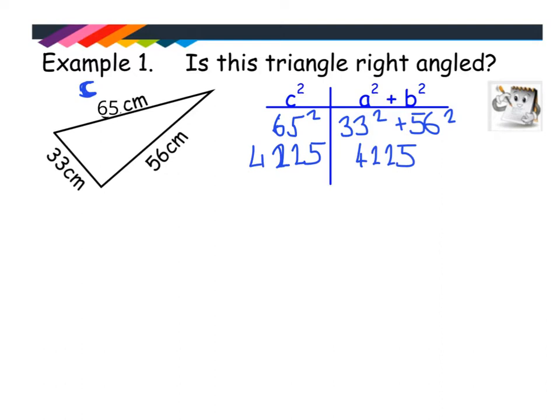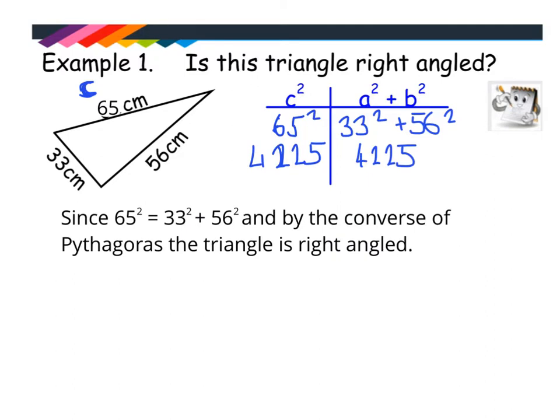Now the really important bit about this is your conclusion, okay? We are going to then write a wee sentence, and we're going to say, since 65 squared equals 33 squared plus 56 squared, by the converse of Pythagoras, the triangle is right angled. That is your key sentence that you must write. It must have this numerical bit here. Okay, you can get away with writing c squared equals a squared plus b squared there as well, as long as it's up here in your table as well. But I would just go with the numbers. And by the converse of Pythagoras, the triangle is right angled.